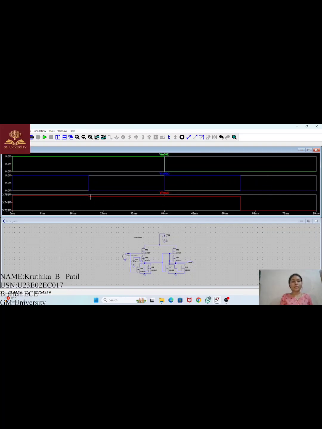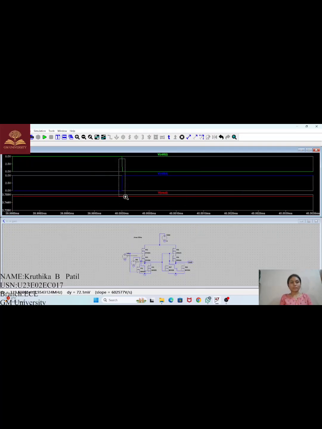Here we can observe a small glitch because the second output is suddenly going low, so a small glitch is formed here. Now I'll zoom in a little bit. Here we can observe that the first input is suddenly going low and the second input is rising, so there is a small glitch formed over here.